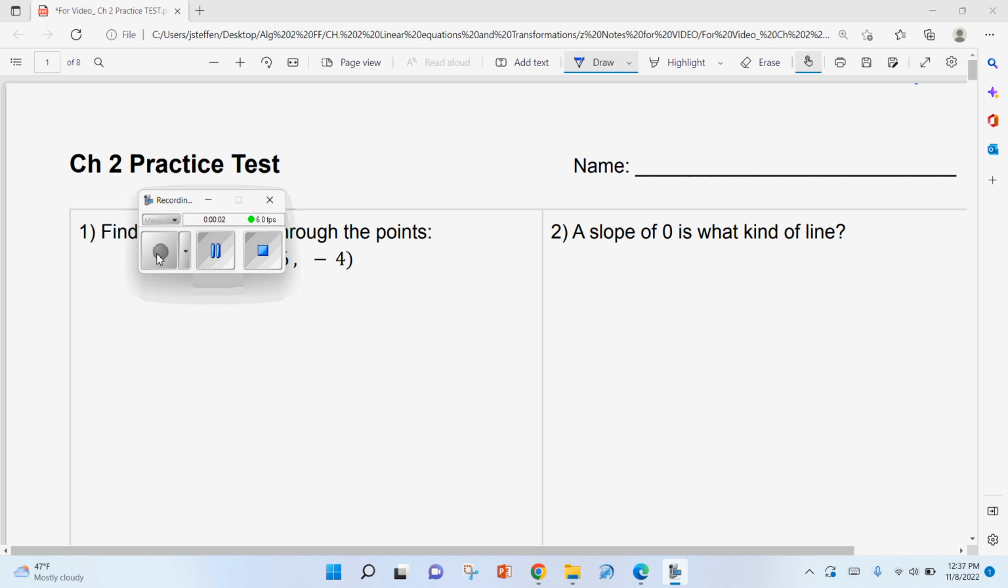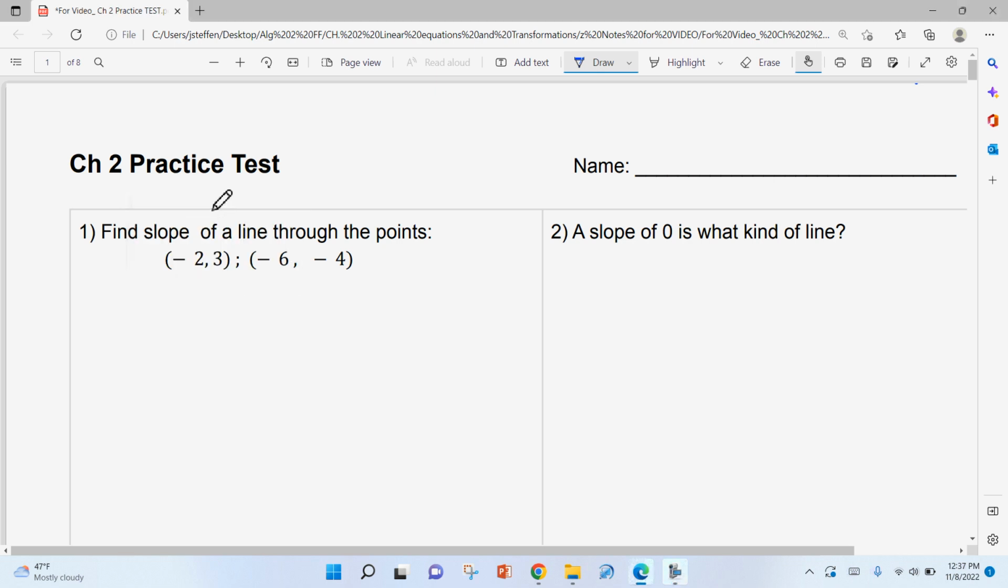All right, this is the Chapter 2 practice test. Couple things before we start this. First off, make sure you realize you'll be able to use that cheat sheet with the transformations and a formula sheet that has the linear formulas on it. If you want to see exactly what you're going to be able to use, that is posted on Google Classroom as well, so you can see that, and that's what you'll get on test day to use.